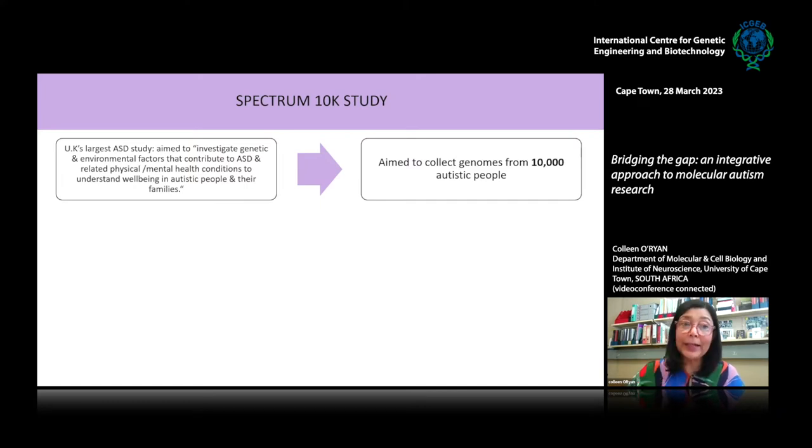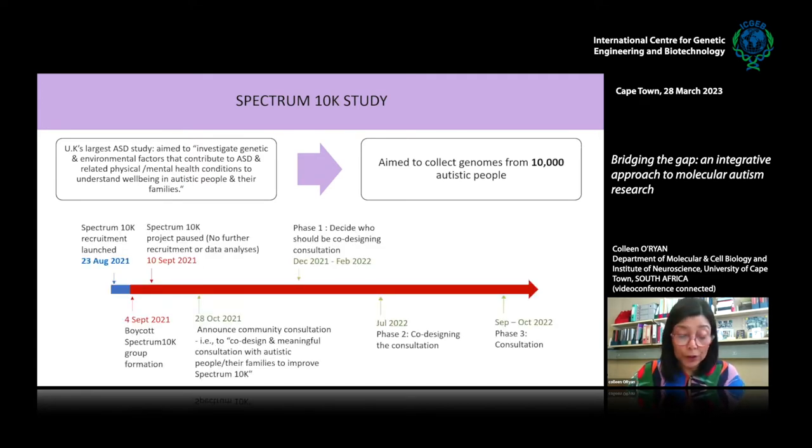The Spectrum 10K case study was a United Kingdom-based study, the largest study to date that aimed to investigate the genetic and environmental factors that contribute to autism, in order to look at people's mental and physical health conditions and understand the well-being of autistic people and their families. This last phrase is very important because it talks about very noble outcomes of helping autistic individuals and their families, both their mental and physical health, by collecting 10,000 genomes.